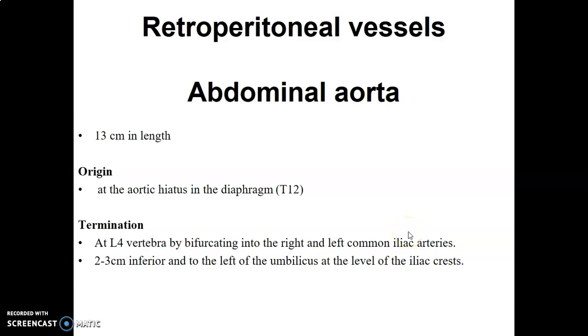Hello, my name is Dr. Ominde. We're with the lecture series on retroperitoneum and retroperitoneal structures. So here we'll discuss retroperitoneal vessels, and the first one is the abdominal aorta.